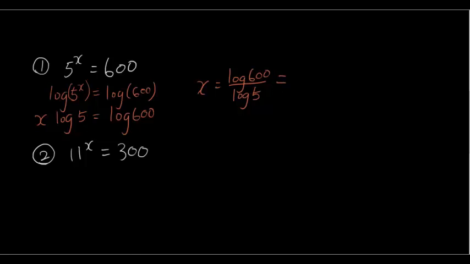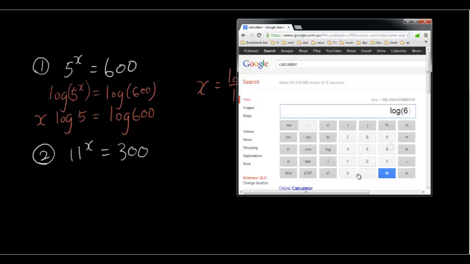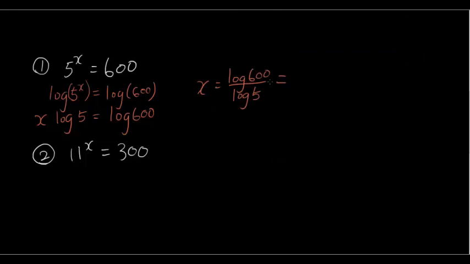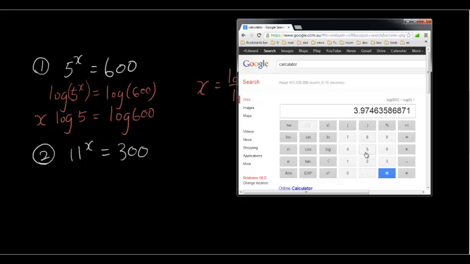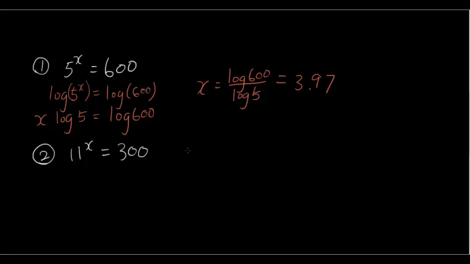And using the calculator, log 600 over log 5. That's 3.97. Let's see if that makes sense. So 5 to the power of 3.97. Yep, close enough.